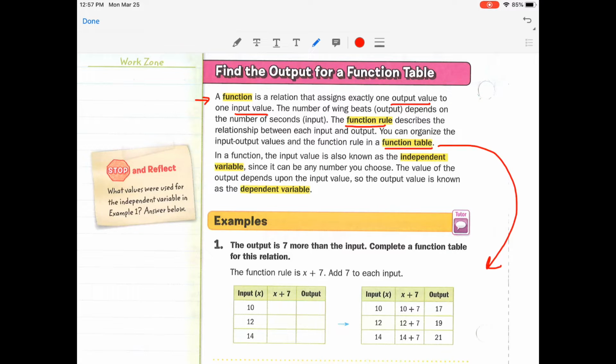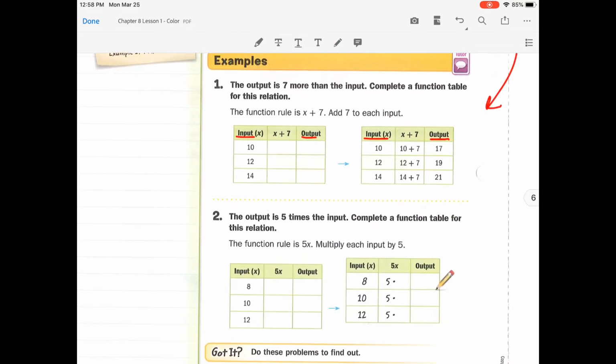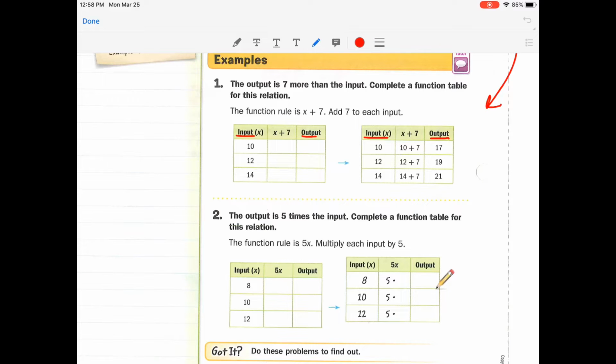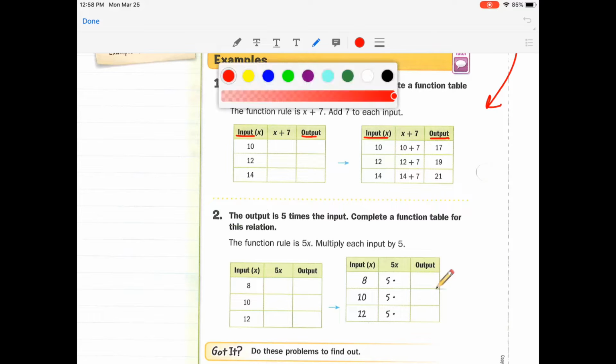That's a table. So if we're going to talk about the independent and dependent variables, the independent variable is also known as the input. It's where we've started, and you'll see that down here as well in the function table. The dependent variable is the output, the number that you get. All right, so let's take a look at some of these examples. It says the output is 7 more than the input. Complete the function table for this relation.